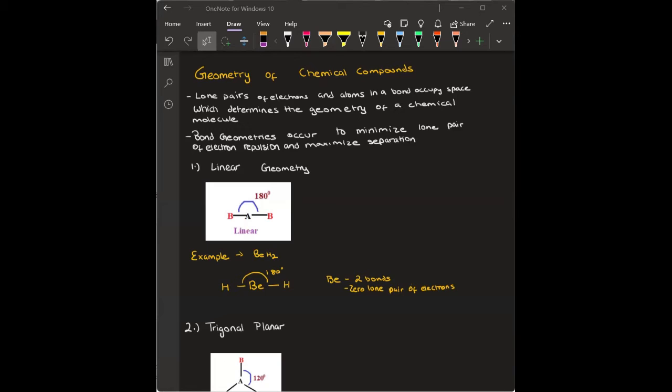Beryllium has two bonds and zero lone pairs of electrons, and thus 180 degrees would result in minimum repulsion and maximum separation between the two hydrogen atoms.